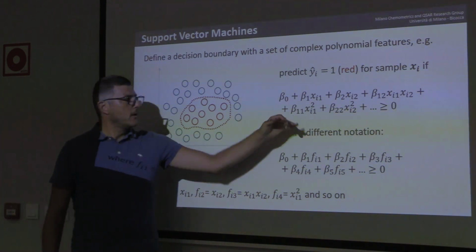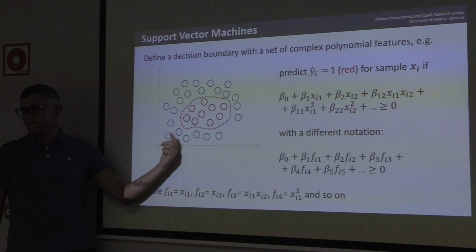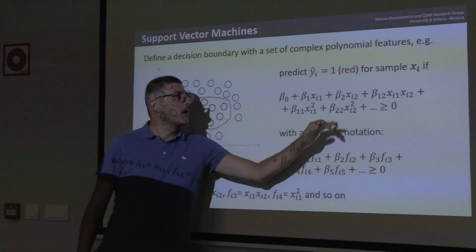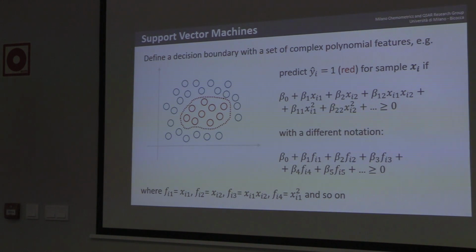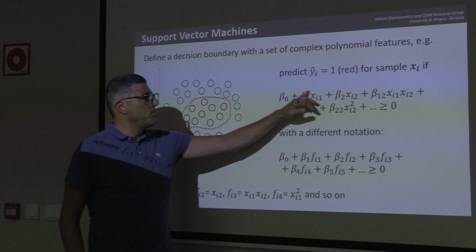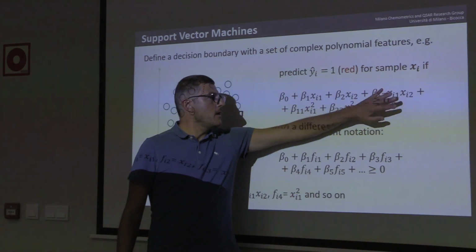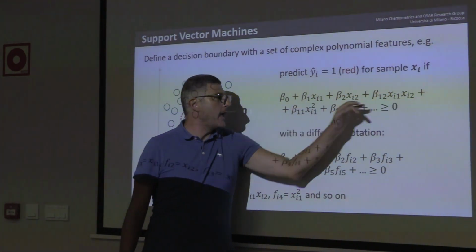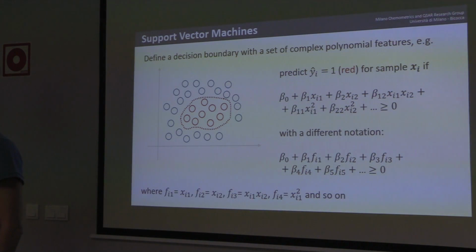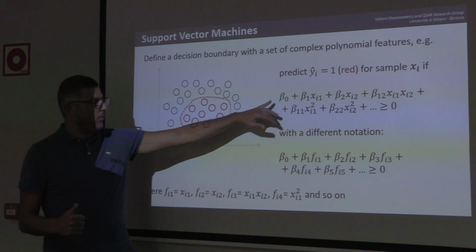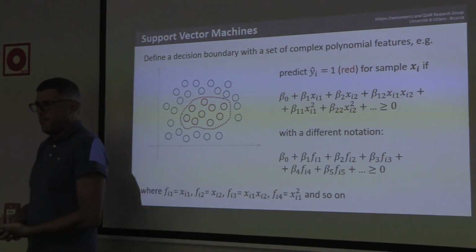So, here we need a nonlinear separation. Nonlinear means that here we have two variables. This is our linear combination. We say that if the linear combination is higher than 0, then we predict the sample as red, in class 1. But as you can see, we can make this combination adding nonlinear terms, and we can put all the nonlinear terms we prefer.